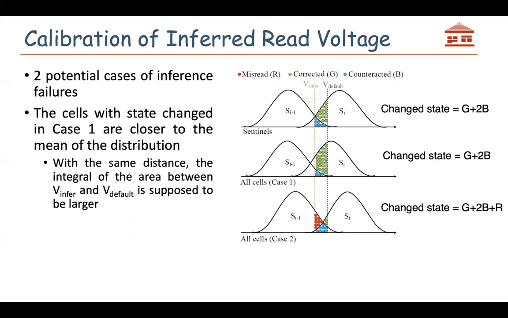So from the figure, we can see that the cells with state changed in case 1 are closer to the mean of the distribution. So with the same distance, the integral of the areas of case 1 between the inferred voltage and the default voltage is supposed to be larger than case 2.